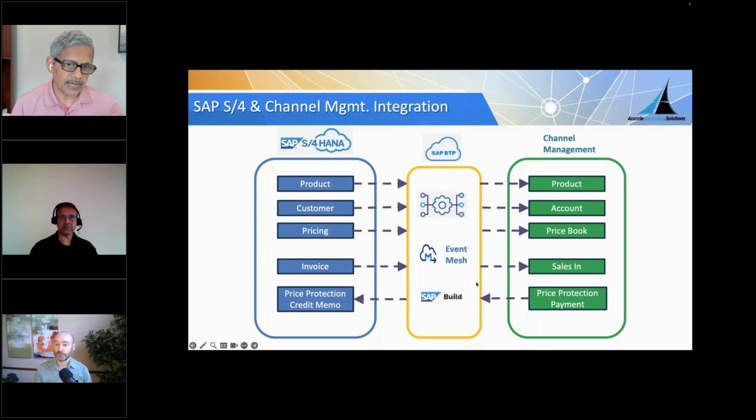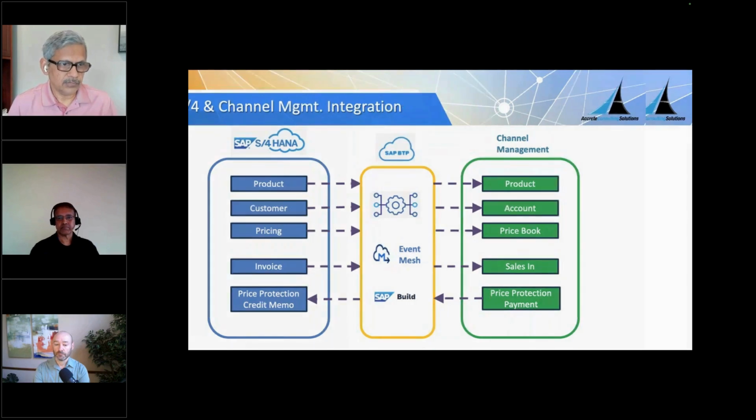There are tools like Event Mesh and SAP Build. We have used these tools to move data between SAP and channel management. So any change or creation of a product, customer, or pricing will get replicated to the channel management system automatically, almost in real time. Any invoices getting created will also come into the channel management system as a sell-in record. And any price protection payments which are generated from channel management will go over to SAP as a credit memo there.